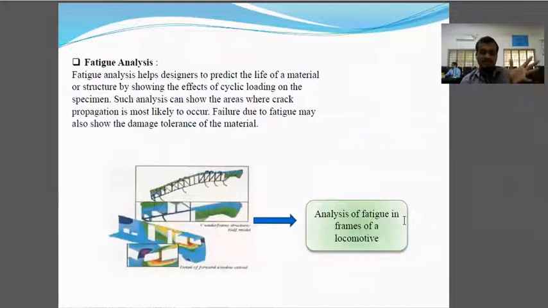The next one is fatigue analysis. Fatigue analysis helps designers to predict the life of a material or structure by showing the effect of cyclic loading. This is an example of analysis of fatigue in frames of a locomotive. This analysis can show the areas where crack propagation is most likely to occur due to this cyclic loading. So failure due to fatigue may also show the damage tolerance of the material. Why do we need to carry out this type of analysis? To find out the areas where crack propagation will occur due to the cyclic loadings. So fatigue analysis is there.